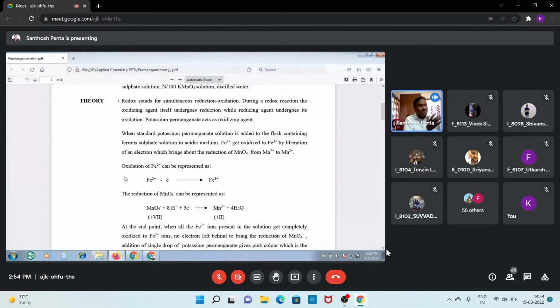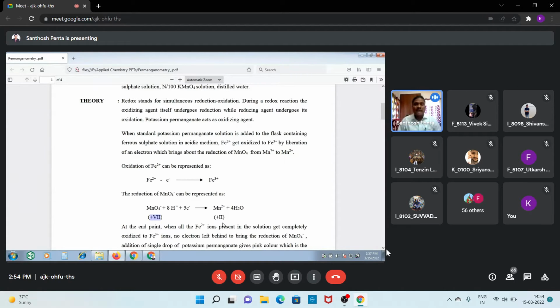Then the second half, the reduction reaction, is MnO4 minus. See here, what is the oxidation number of manganese? Four oxygens give minus 8, plus the charge of minus 1, so manganese is +7. Then the +7 is converting into +2. That means absorption of electrons, so this is the reduction. That means the half oxidation reaction and the half reduction reaction are taking place simultaneously. Hence it is called a redox titration.